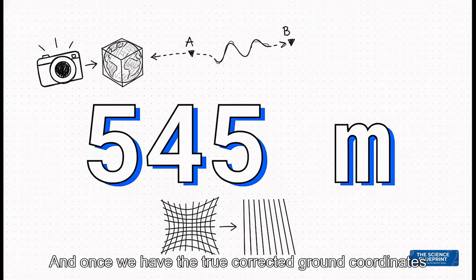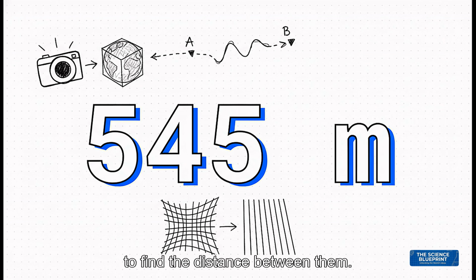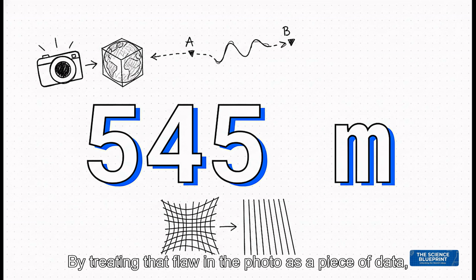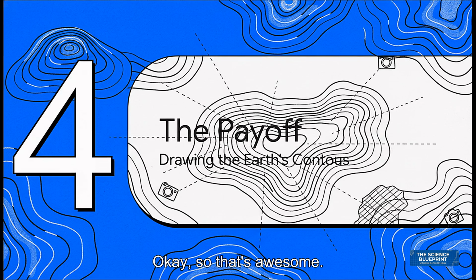And once we have the true corrected ground coordinates for both A and B, we can just do a simple calculation to find the distance between them. And the results? Boom! 545 meters. By treating that flaw in the photo as a piece of data, we calculated a precise, real-world distance. It actually works. Okay, so that's awesome.